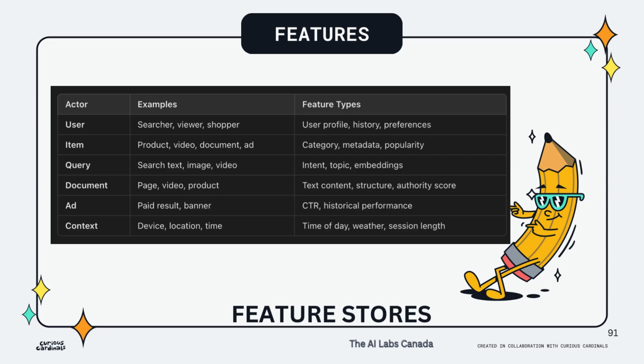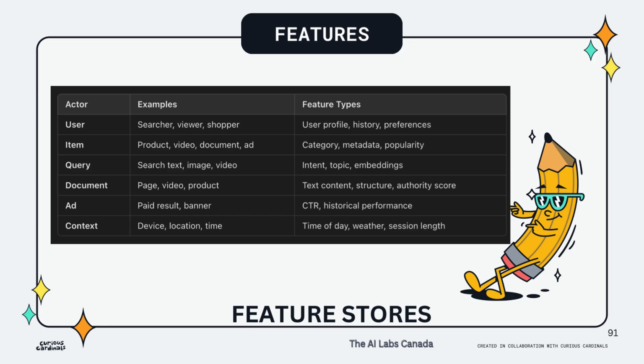Feature selection and engineering are critical for search and ranking models. So in this case, let's define some of the big actors: user, item, query, document, and context. Some of the feature types could be user profile for the user, and category and metadata for items. For query, it will be the intent of the query, topic, and embeddings. Document will be text, context, content, structure, and scores.